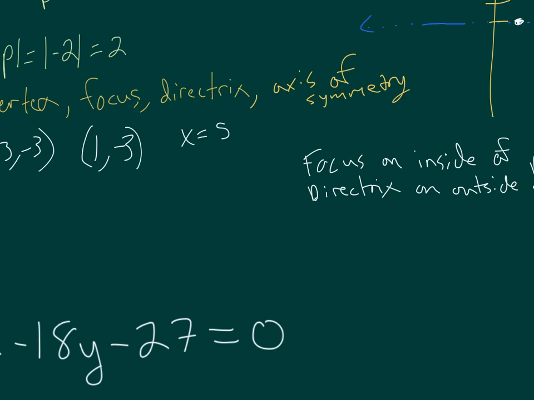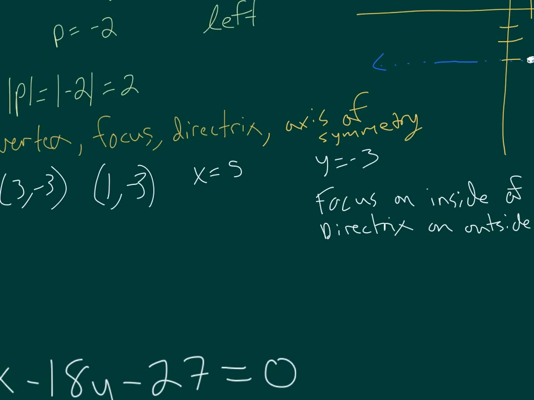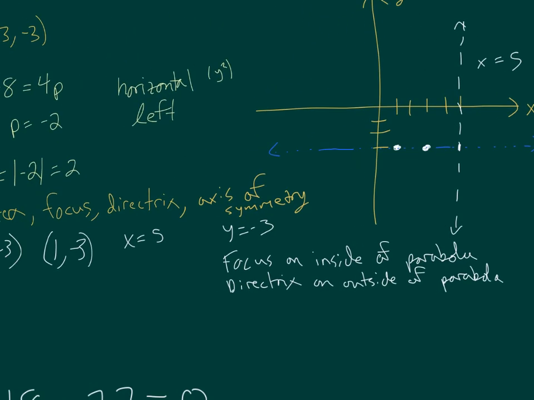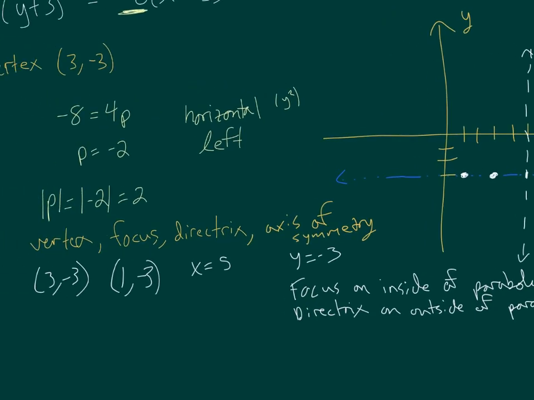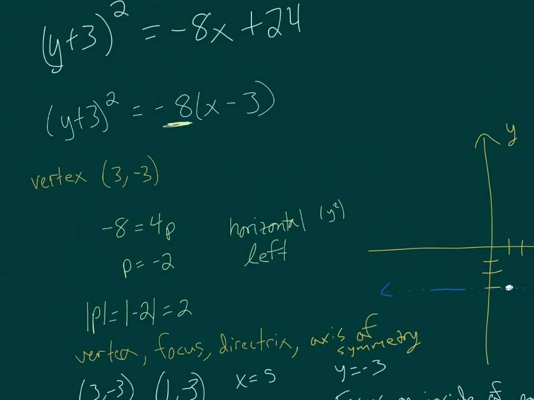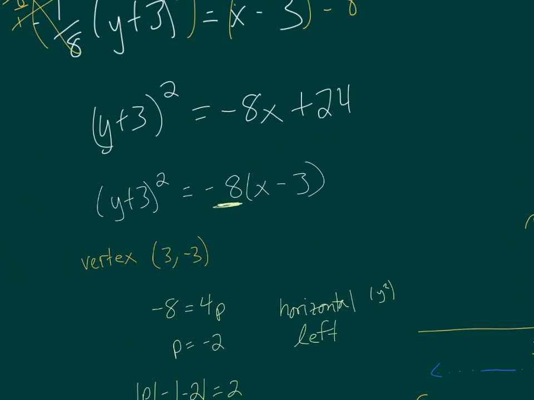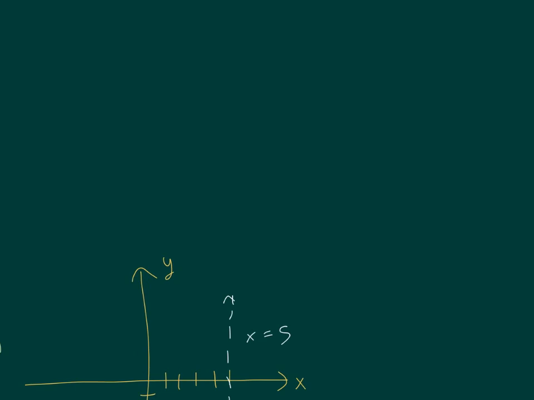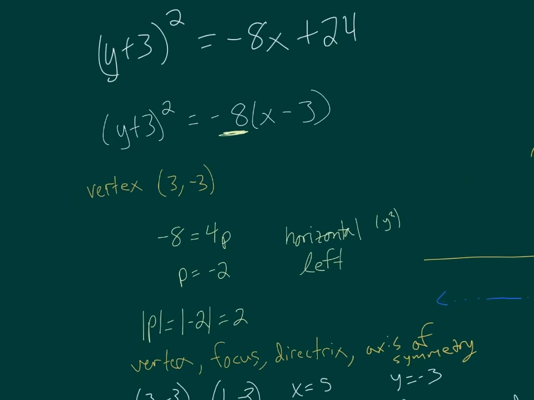So let me write that here. Y equals -3. Okay, we've got the 4 components. Now let's go ahead and make our parabola. In order to do that, I'm actually going to table out a point. So let me go back to this original equation right here. I'll rewrite it as y plus 3 squared is equal to -8 times x minus 3.